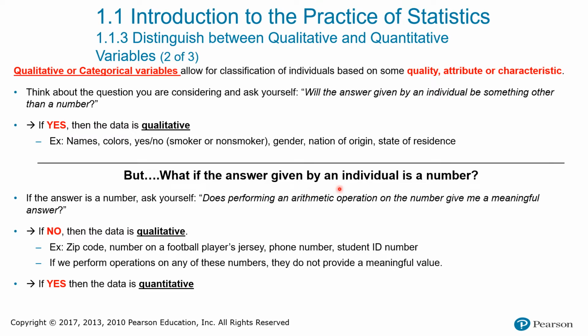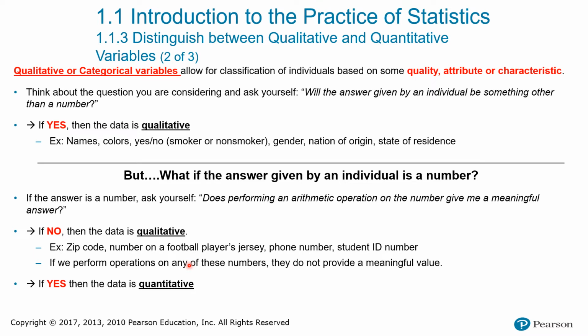But what if the answer given by an individual is a number, right? So what if we ask a question for our statistical study and the answer that the individual gives us is a number? Well, then we need to ask ourselves, does performing an arithmetic operation on the number give me a meaningful answer? If no, then the data is still qualitative. So for example, a zip code, right? My zip code is 06483, but later I'll be moving to Simsbury later this month, so my zip code will change to 06070.